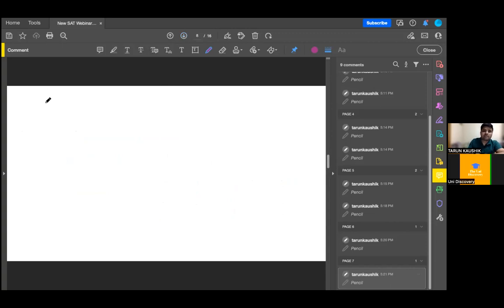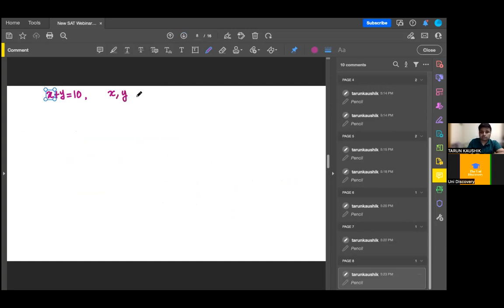It's always better to write down the stuff. It says that x plus y equals 10. But the moment I see such a simple question, I do not focus on the English which is written in the question. So it says that x and y are distinct. So this word distinct means they have to be different, meaning x cannot be equal to y.